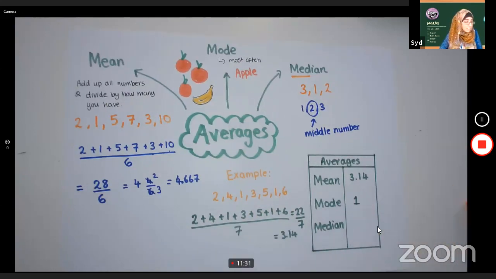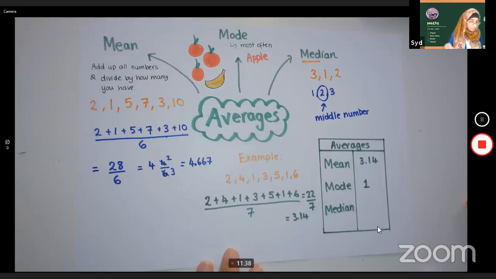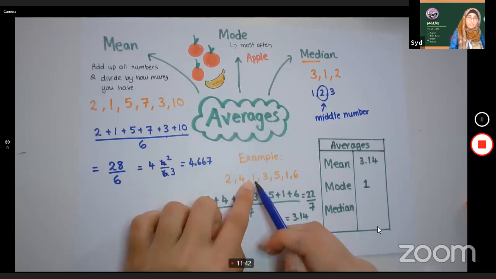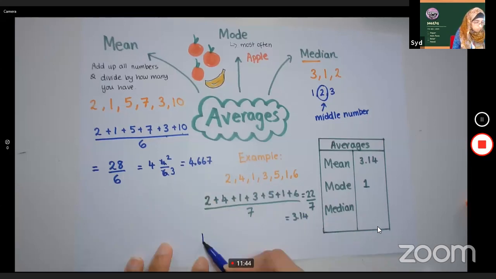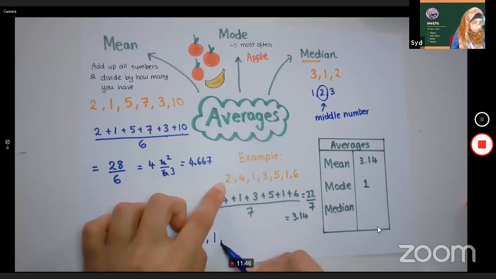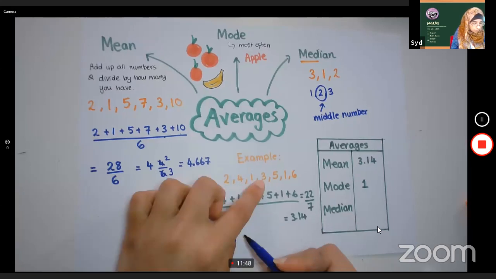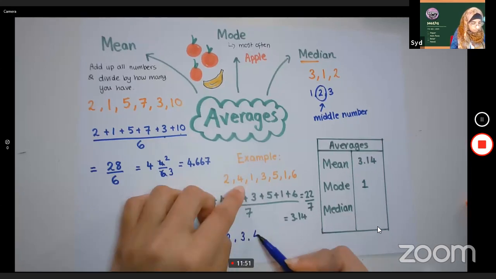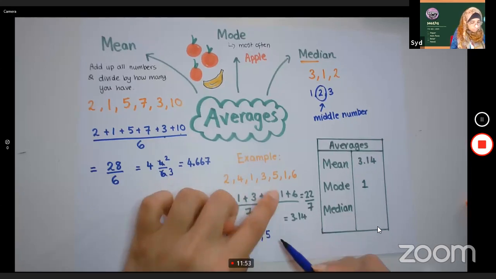Okay. Next, what we're going to do is we're going to look for the median. So the median, you have to put all of these numbers in order, first of all, and then find the one in the middle. So we need to put this in order. So 1 comes first, the 1s come first. So we're going to write 1 and 1. Next, we're going to have 2. Then we're going to have 3. Then we're going to have 4. Then we're going to have 5. Then we're going to have 6.